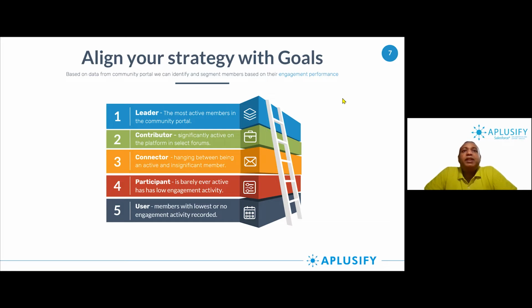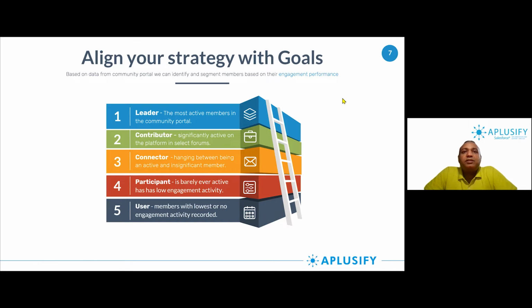So you can segment them as leaders, the most active members in the community portal. Significantly active, you can label them as contributors. Someone who is being active but not very significant can be a connector. Someone barely ever active can be a participant, and members with the lowest or no engagement can be termed as a user. So what this segmentation will do is you will be able to identify and work upon the last three categories, which are connector, participant, and user.